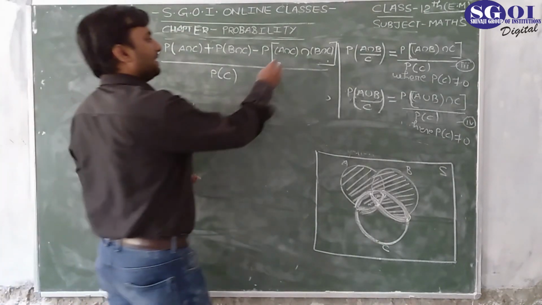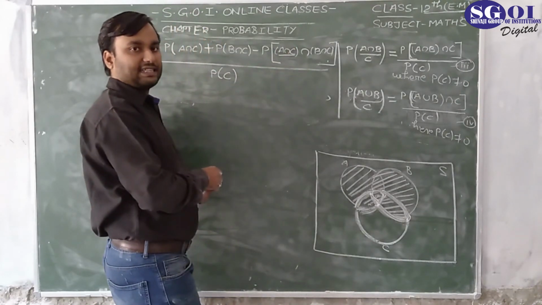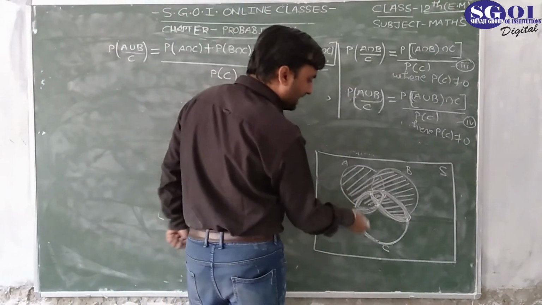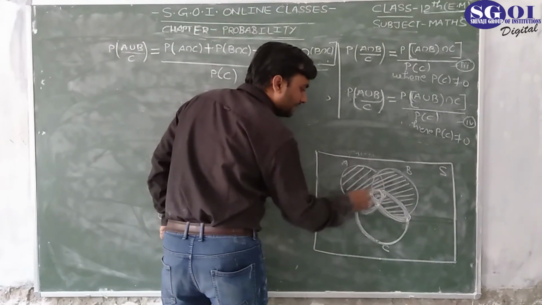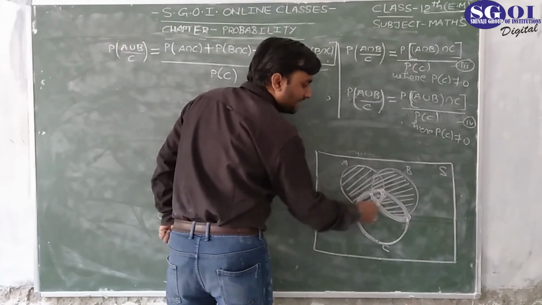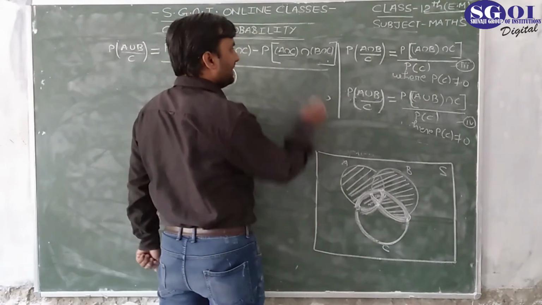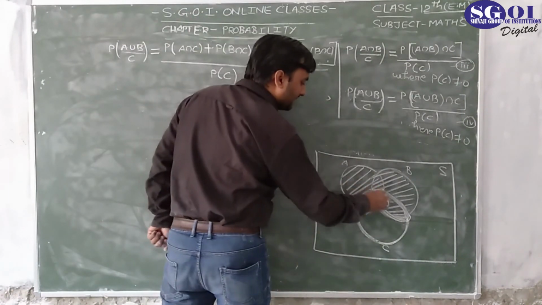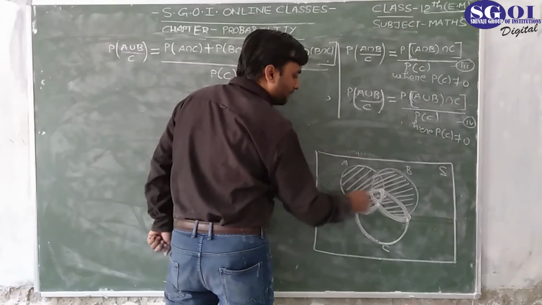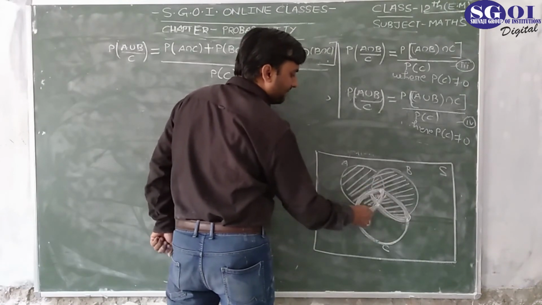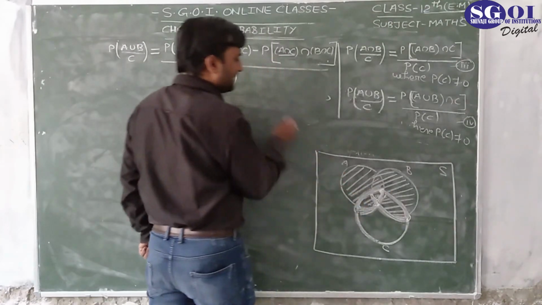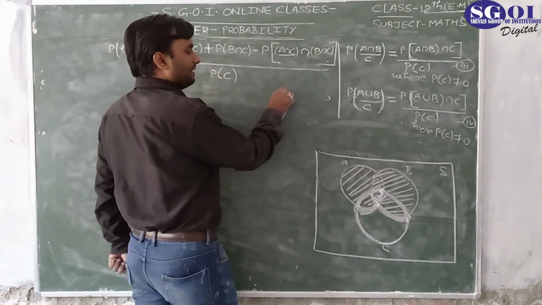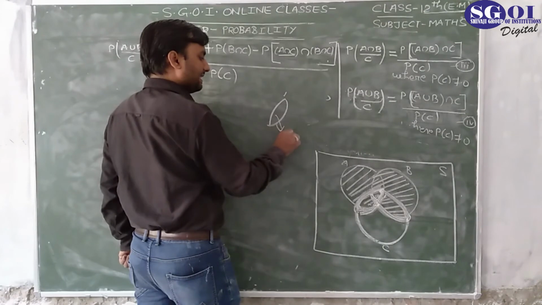What is this portion? This portion is A intersection B. So in this figure, A intersection C means the common portion of A and C. So A intersection C means this particular portion, which I am underlining in the Venn diagram. This portion is A intersection B. This portion is A intersection C.